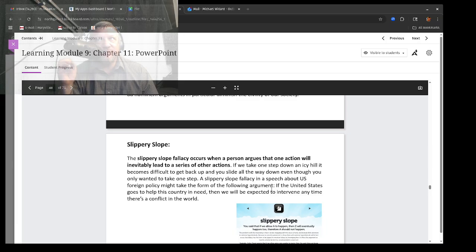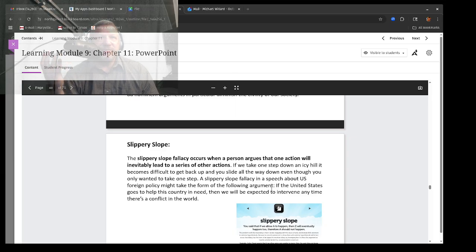It's where you're saying X leads to Y leads to Z. If we take one step down an icy hill, it might be difficult for us to get back up, and you'll slide all the way down, right? That's kind of the idea set. But is it a guarantee you're going to fall? Is it a guarantee you're not going to be able to get yourself back up?